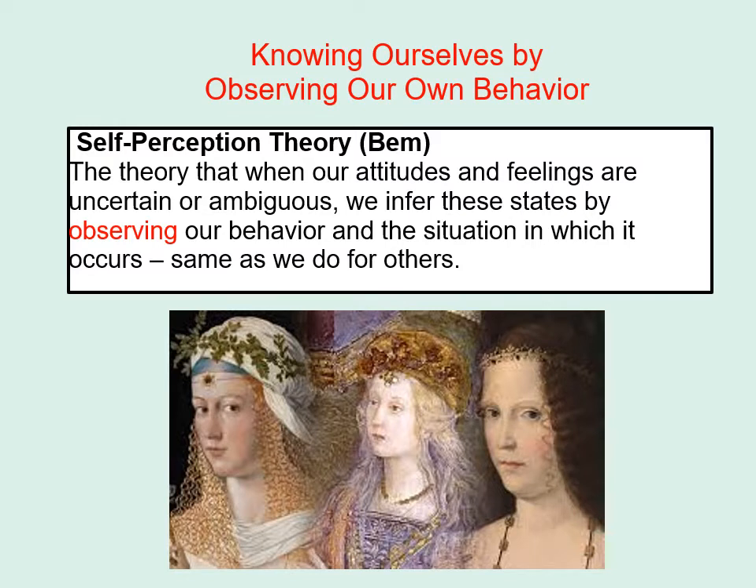Now, the idea then with self-attribution of behavior and motivation is that we know ourselves by observing our own behavior. Daryl Bem proposed something called self-perception theory that formalizes the idea that when our attitudes and feelings are uncertain or ambiguous or difficult to explain, we infer these states by observing our own behavior and the situation in which it occurs, and we make some inferential guesses about why we are doing it.